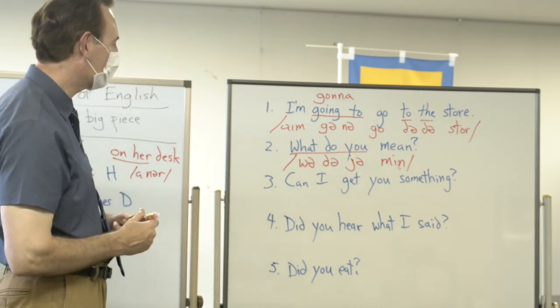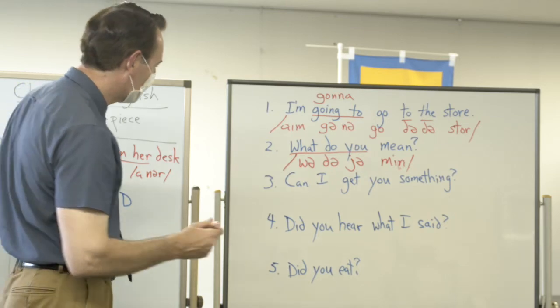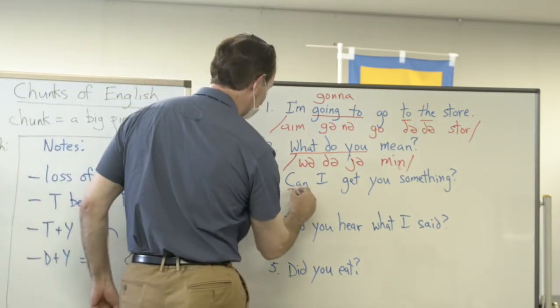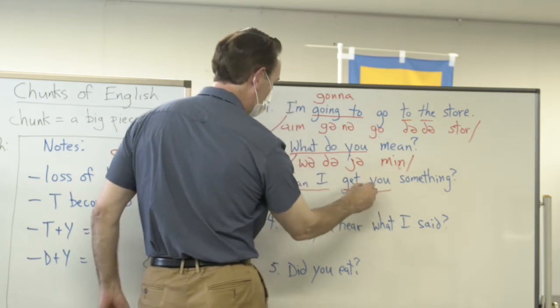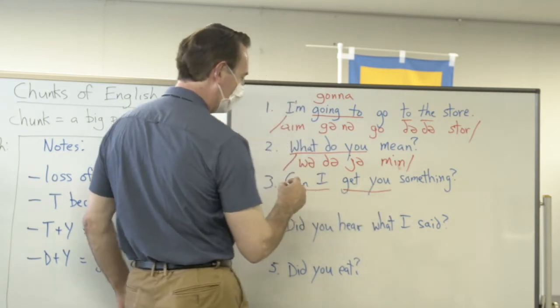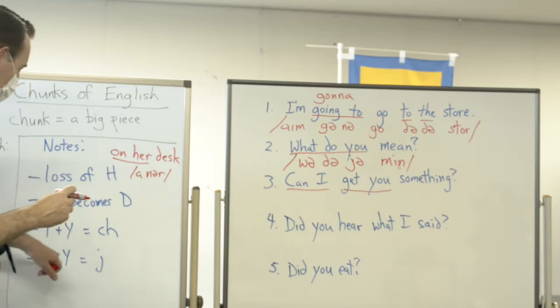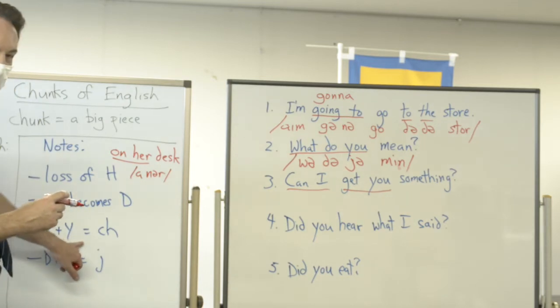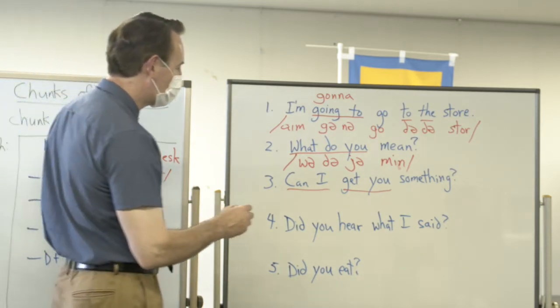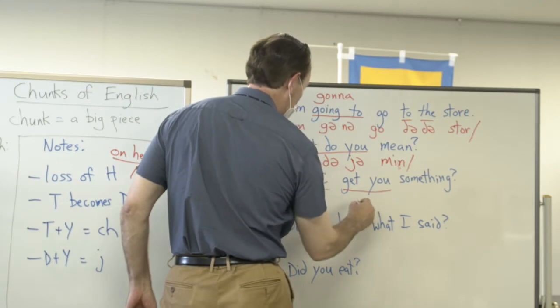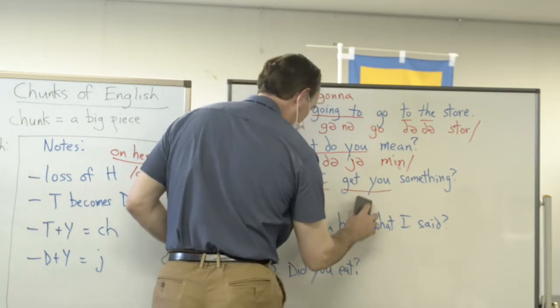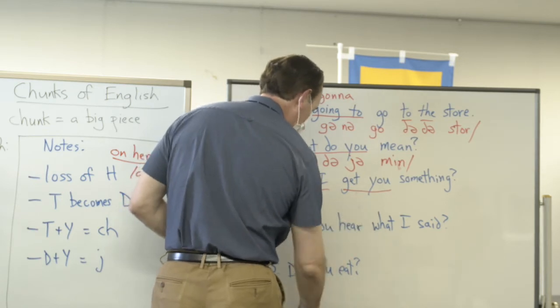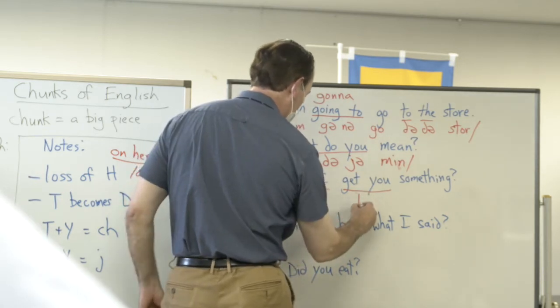All right, let's look at this next one, number 3. We have a chunk here, and we have a chunk here. Now notice we have a T and a Y here. Let's see that one first. T plus Y is going to be ch, right? In the IPA, they don't use CH, they use different symbols.